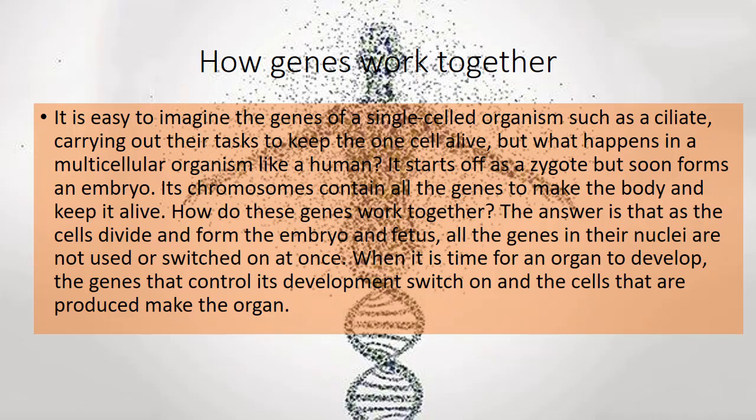The answer is the cells divide and form the embryo. The embryo is still small, but as they continuously divide, they make a fetus. The fetus is the first body of the new offspring, let's say. And all the genes in their nuclei are not used or switched on at once because it needs time. When it's time for an organ to develop, the genes that control its development are switched on, and the cells that are produced make the organ.